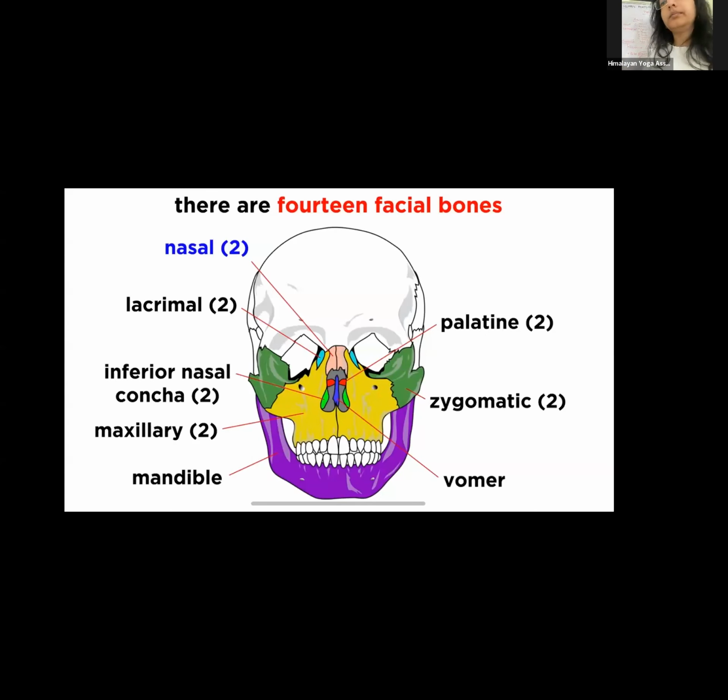Okay, so here we see these are 14 facial bones. Nasal 2. Here in skin color we see nasal. These are 2 bones in pair. These are also immovable joints. Then we have lacrimal, in this bottle green color, near the eyes. Then we have inferior nasal concha, this green color at the tip of the nose.